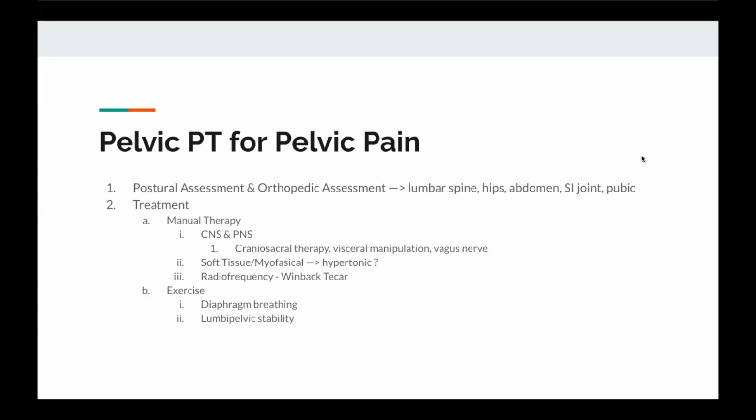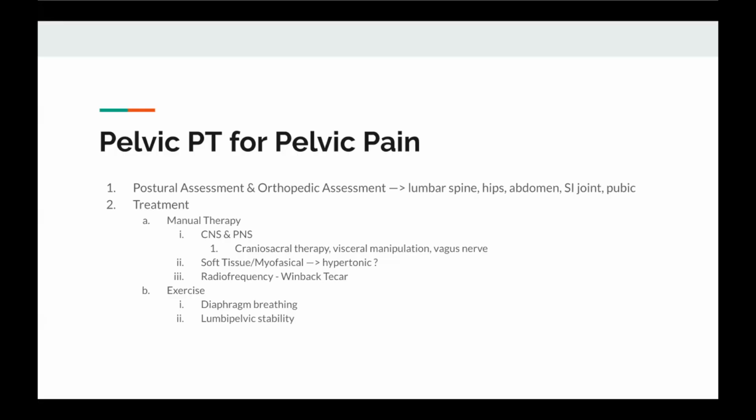Pelvic PT for pelvic pain. So we do the assessment. I mentioned some of the manual therapy already, but if this is chronic persistent pain, myself and my team at Inspira, we are always doing central nervous system and peripheral nervous system manual therapy first. So that would look like craniosacral therapy, visceral manipulation, vagus nerve work, and then we'll be doing the soft tissue manual therapy. So if those first layer pelvic floor muscles are hypertonic, we're going to work to release them.